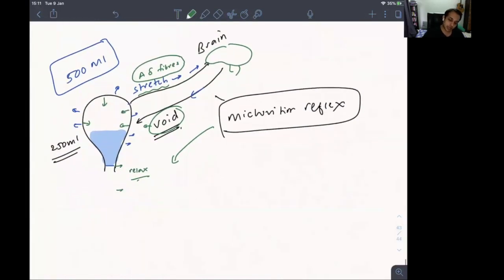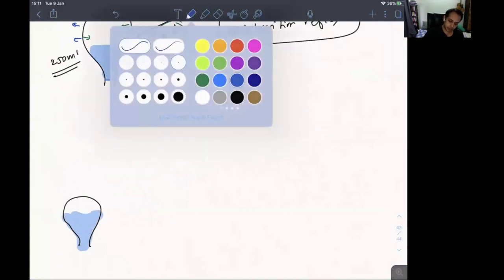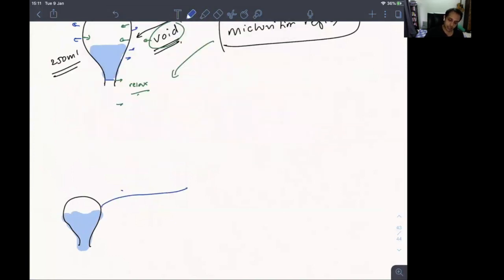Now let us look at what happens after the A delta fibers have left the bladder. So the bladder is now filled, maybe 200, 300 ml filled. The A delta fibers have taken the stretch reflex and it has now entered the spinal cord.